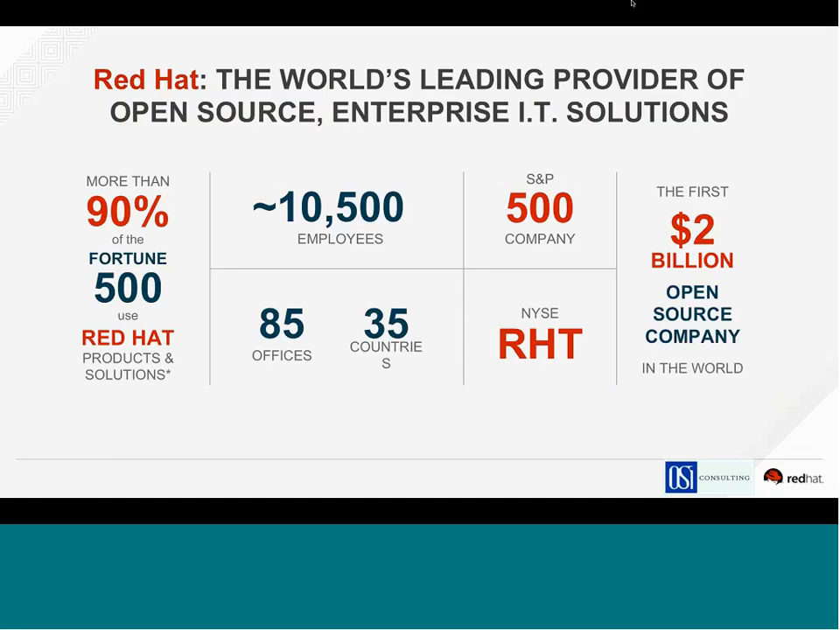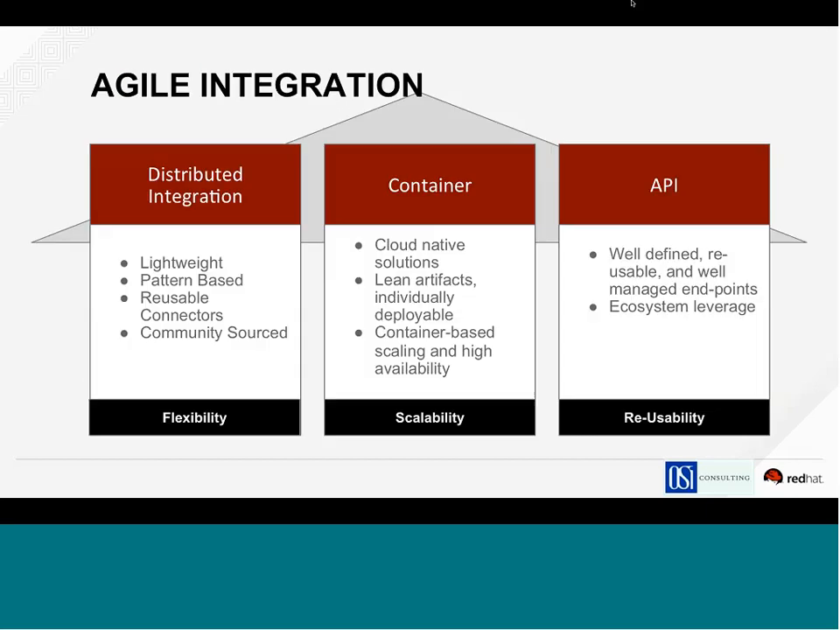So at a high level, Red Hat is a $2 billion open source company. We've surpassed a little over $2.5 billion in the past fiscal year, but we are the world's leading solution for open source for enterprise IT. We have about 10,500 employees at the moment, but really servicing more than 90% of the Fortune 500 using Red Hat technologies. So with that, as John had mentioned, we're going to go into integration components.